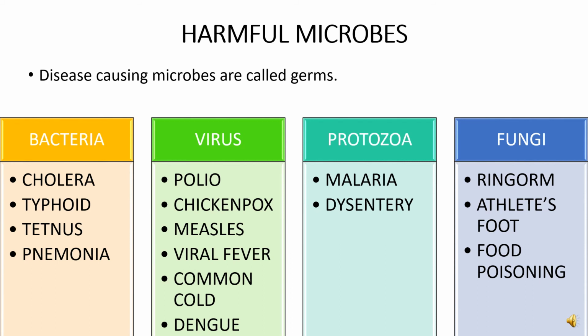Okay, students. Now, if protozoa is present, what type of diseases can be caused in our body? Malaria and dysentery. Fungi. What are the diseases caused by fungi? Ringworm, athlete's foot and food poisoning. Okay? So you have to learn all these diseases caused by the microorganisms.